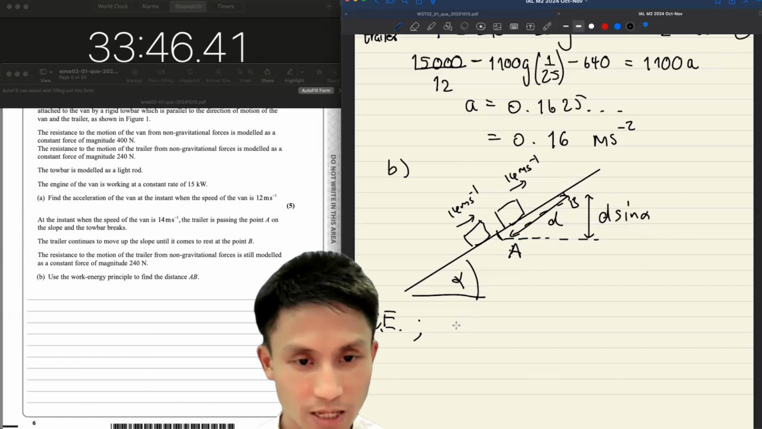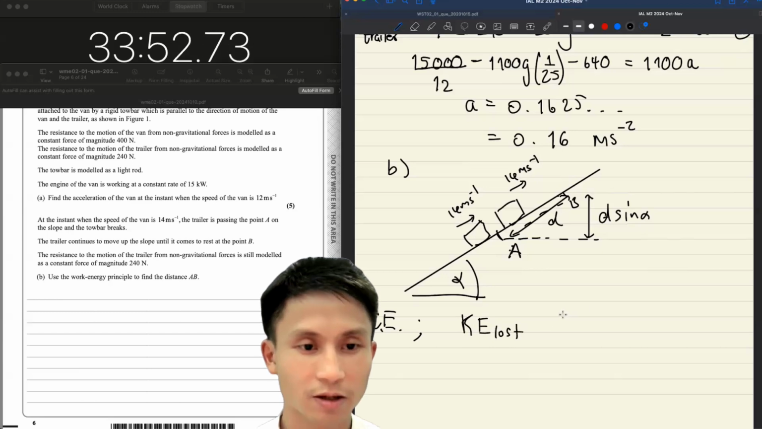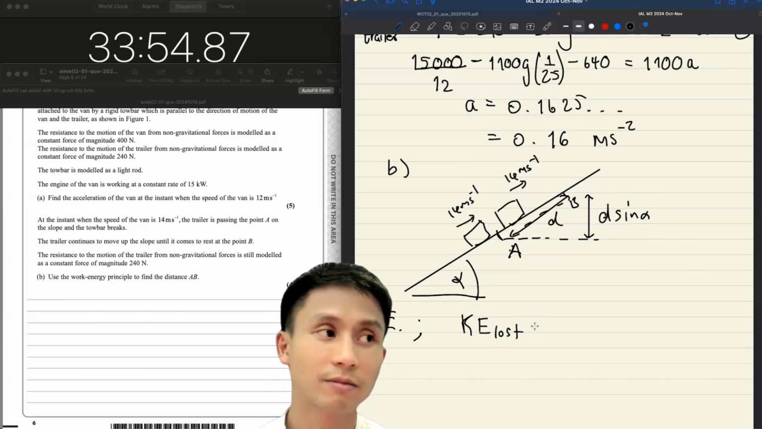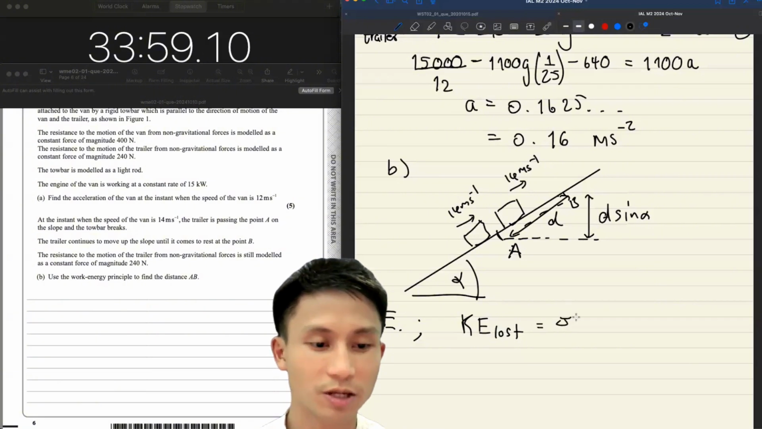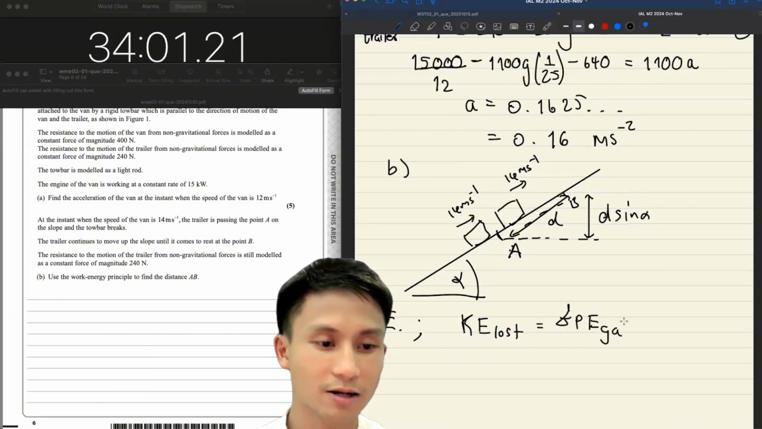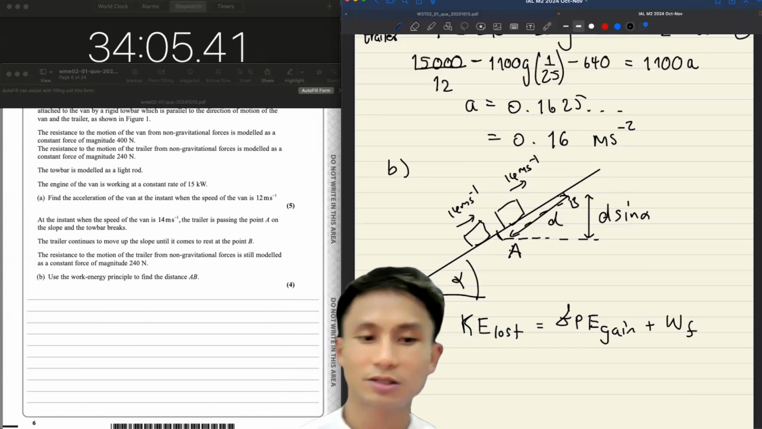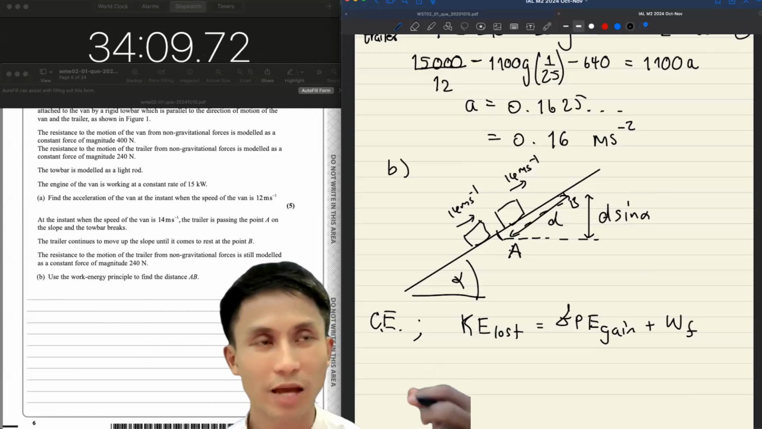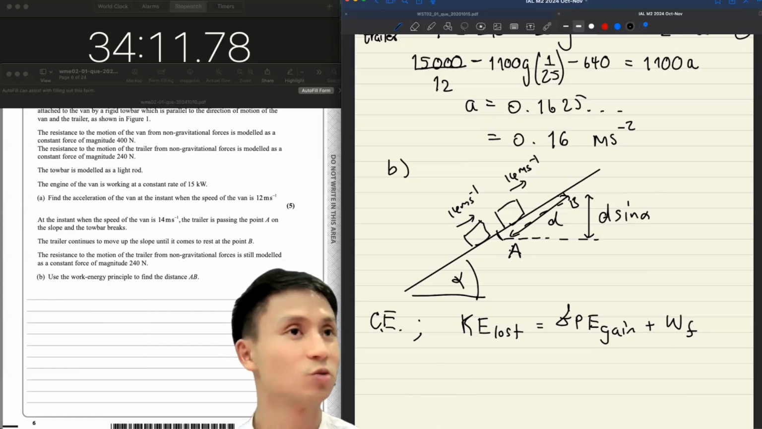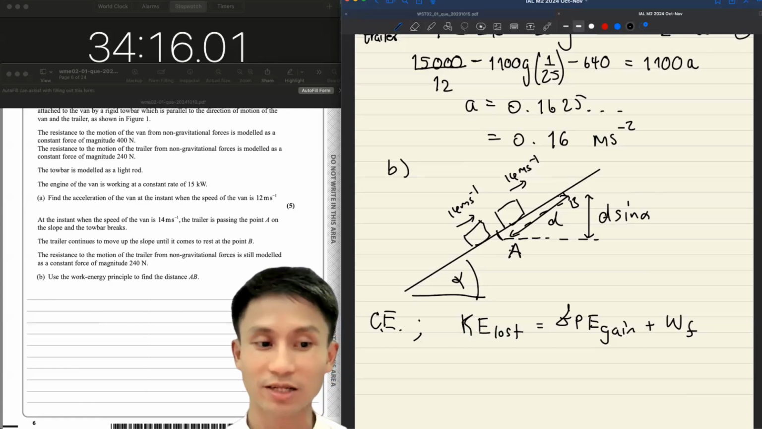So the KE loss equals GPE gain plus some work done against friction. All right, that's the general equation there, because you need some energy from the KE loss to work against friction going up, right? So you put it on the right side.